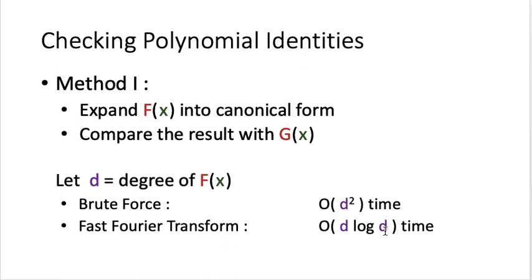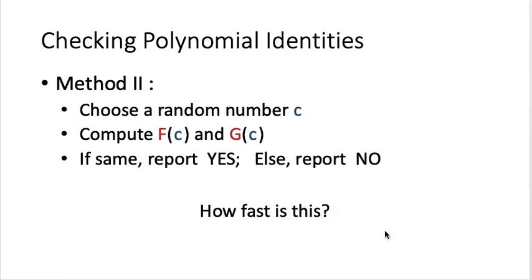So let's see. We have now the second method. This second method is a randomized method, and it is actually a very lazy method. What we are going to do here is, we are going to choose a random number c, okay? And then we want to compute the value of f of c and the value of g of c.